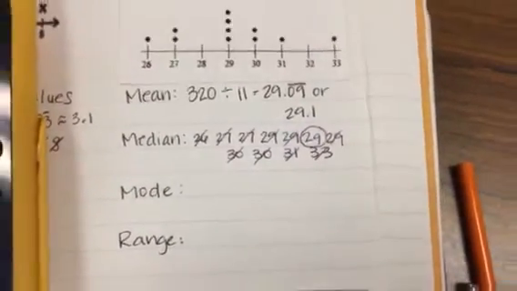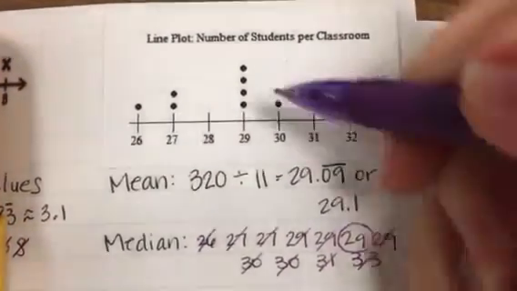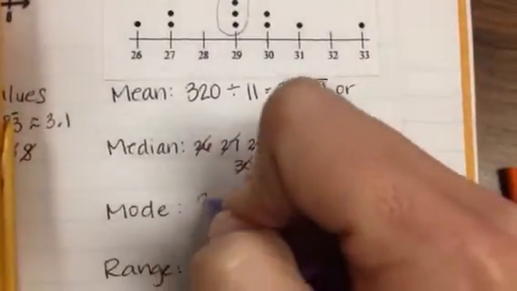The mode is pretty easy. All I have to do is look at the graph to see which one appears the most often. And if you look at the graph, you see that this one has the highest number of dots, which means the mode here is 29.